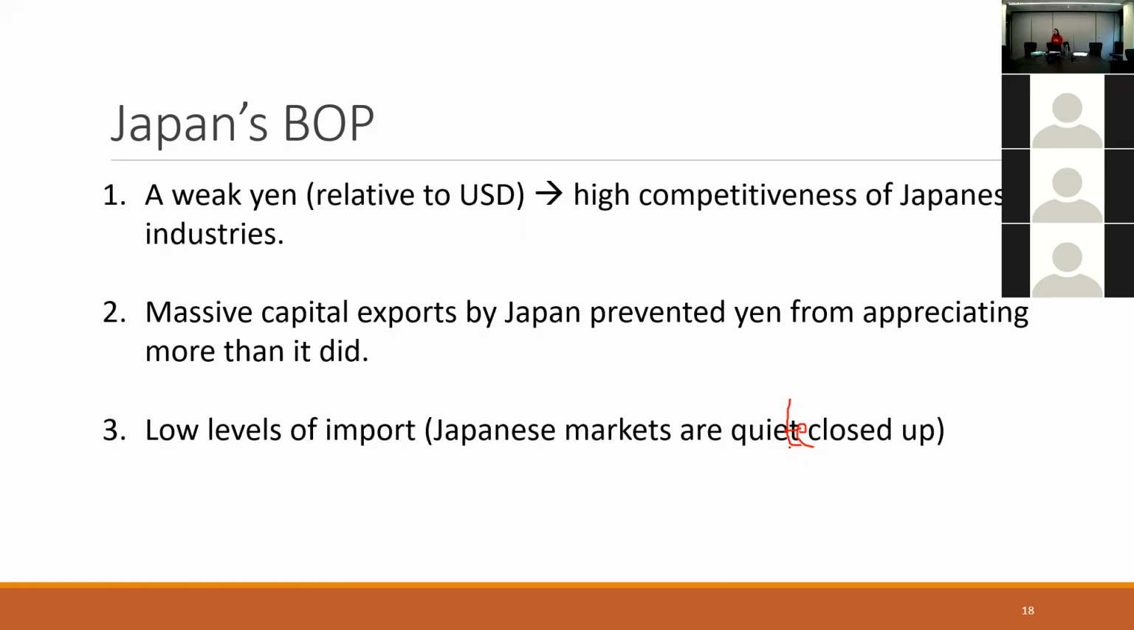Whereas in Japan, if you walk down the street, you will see that most of the time you'll be looking at Japanese cars. You'll be looking at Toyota, for example. So the behavior of the consumers in Japan is quite different in the sense that they prefer domestic goods, right? As a result, they don't need to import a lot of goods and services from overseas, and that explains the low level of imports.